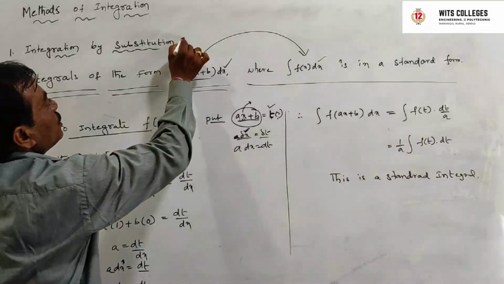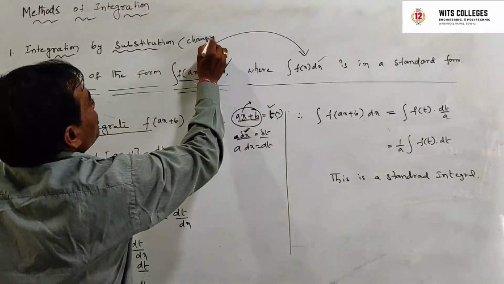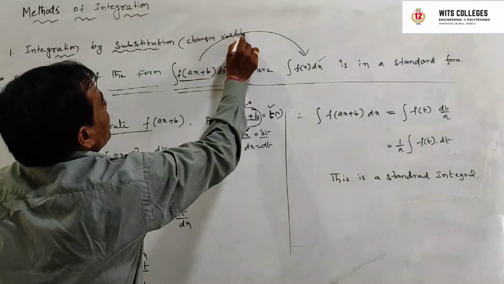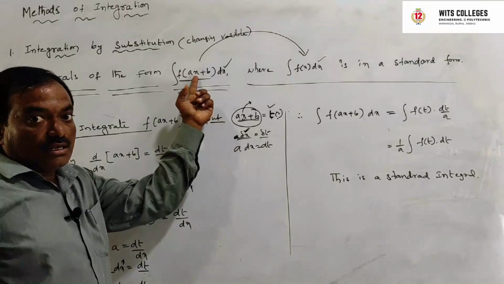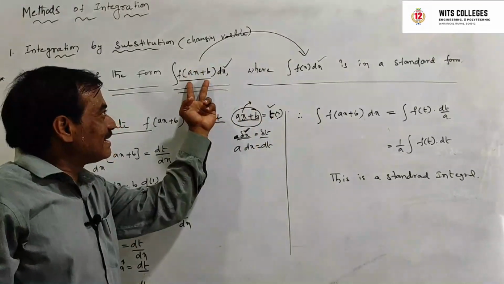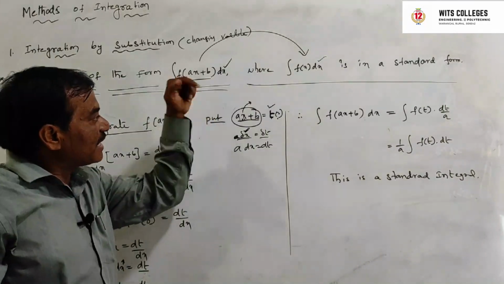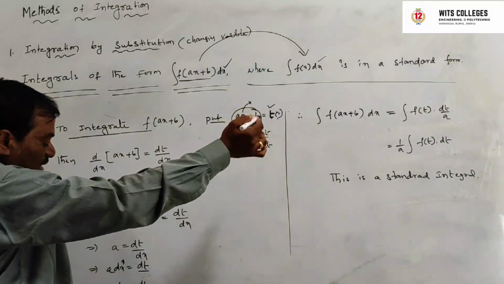This is also said to be changing variable, meaning the given variable x, we have to change this variable. So here, by putting ax plus b equal to t, this integral becomes a function of t. So how will we get this as a function of t? Now we will see here.